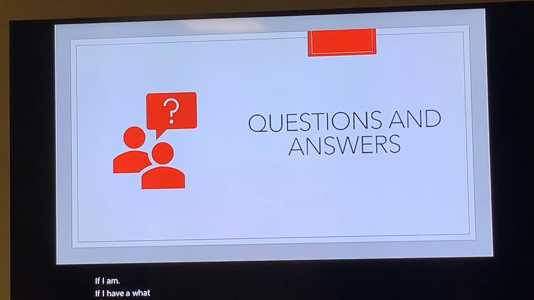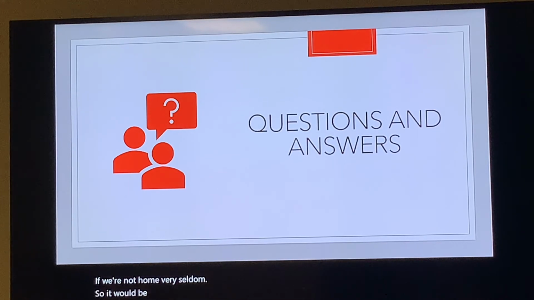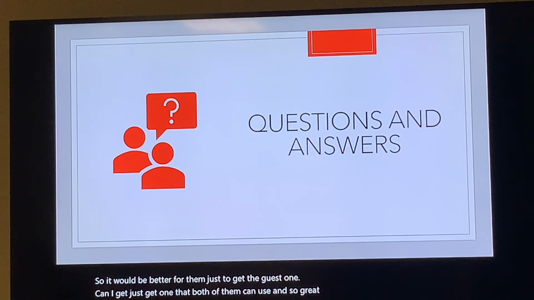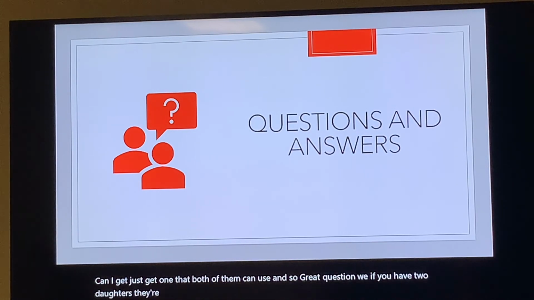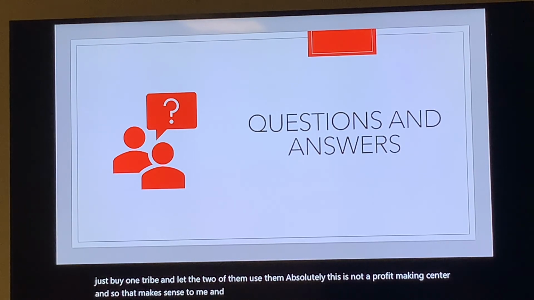I have 2 daughters who live here. Do I have to, and they come, if we're at home, very seldom. So it would be better for them just to get a guest one? Or can I just get one that both of them can use? Great question. If you have 2 daughters that are local, they're visiting on a regular basis, they may not be here together, can you just buy one fob and let the 2 of them use it? Absolutely. This is not a profit-making center. And so that makes sense to me, and yes, I think that's a good idea.